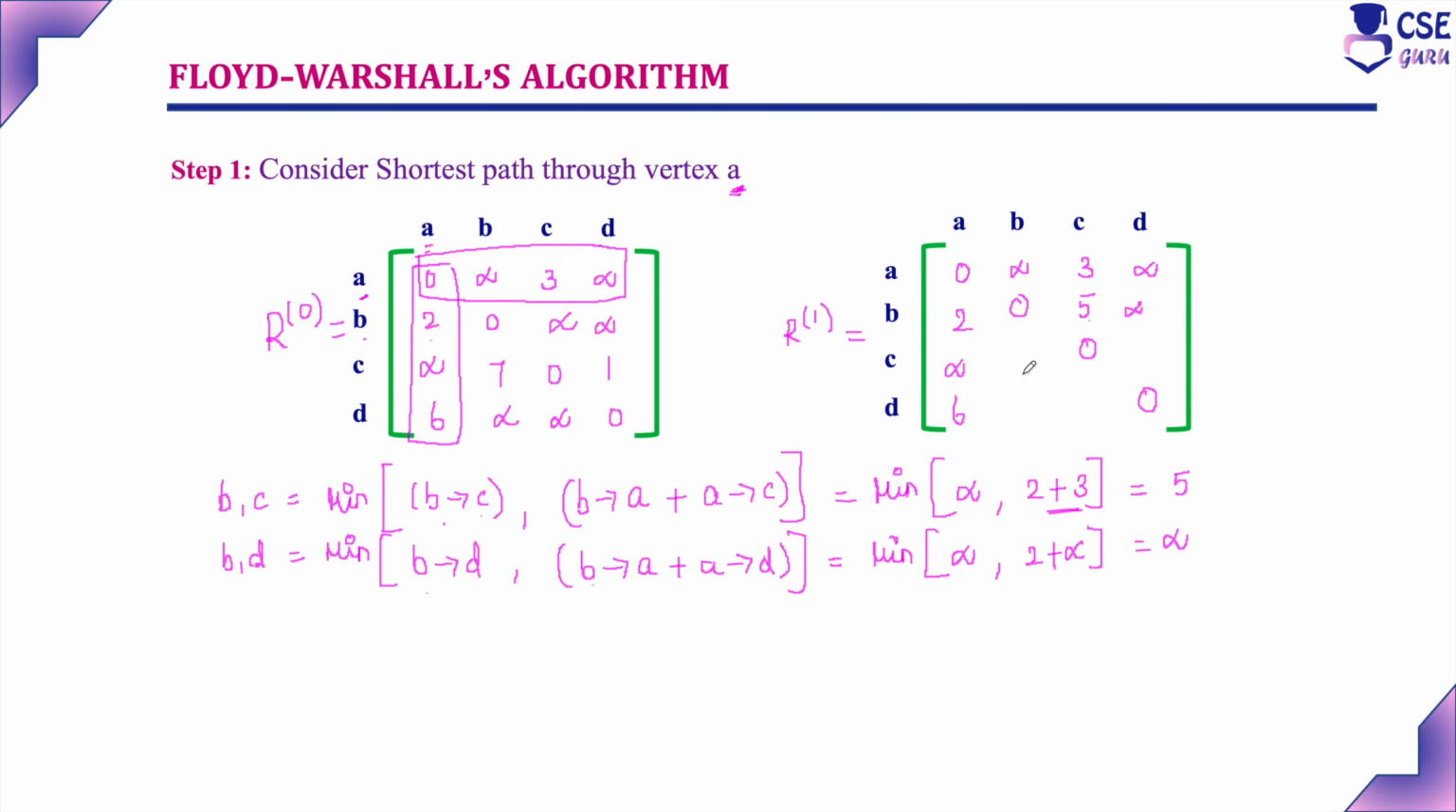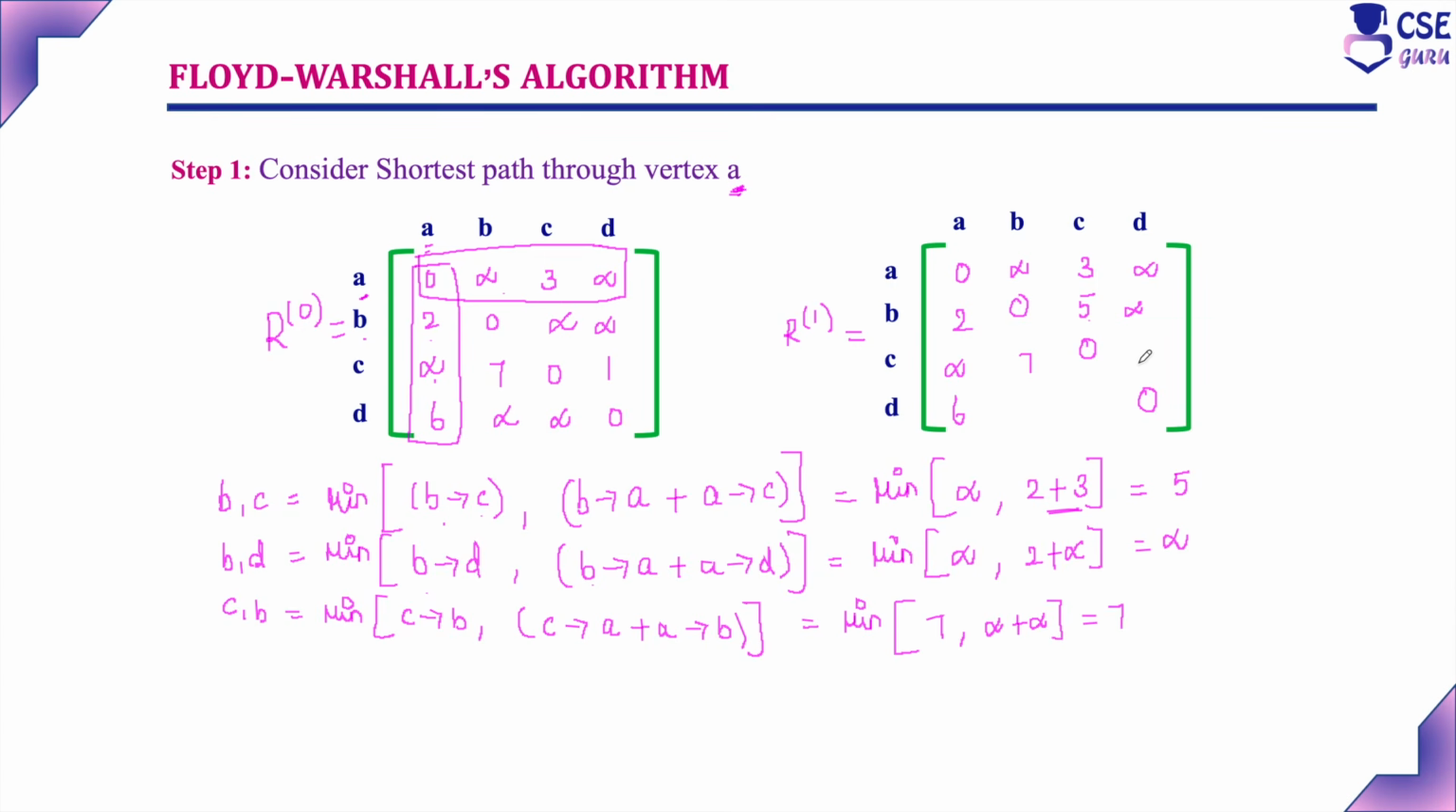Next, we need to consider C to B. That is minimum of C to B, we need to consider through A. So, C to A plus A to B, whether there is a shorter path. The minimum of C to B is 7, C to A is infinite and A to B is also infinite. That is infinite plus infinite. So, we will get 7 only.